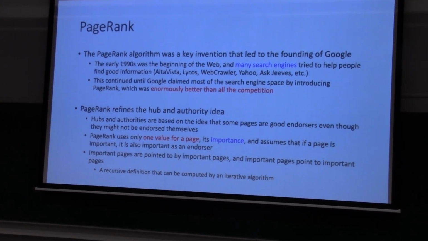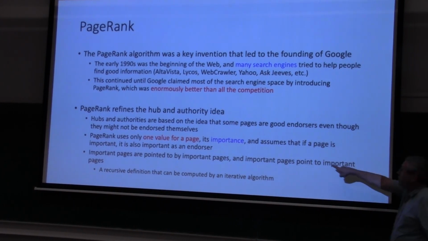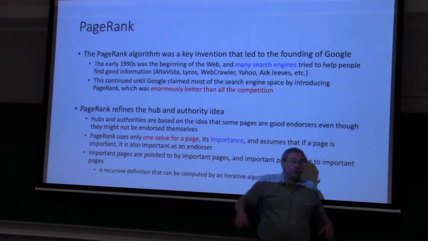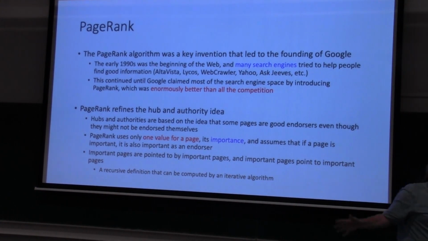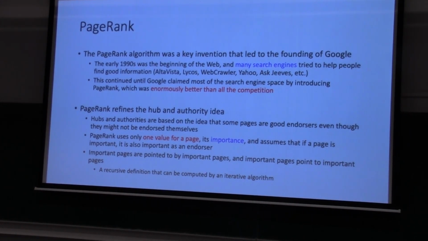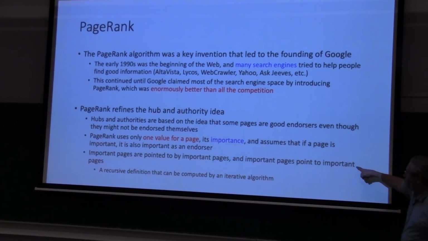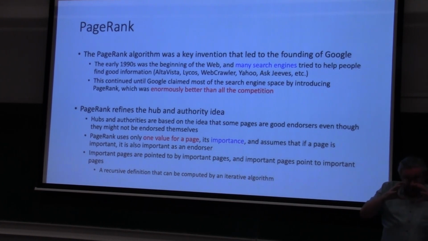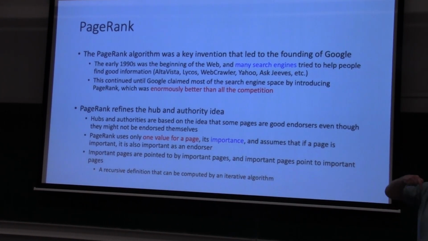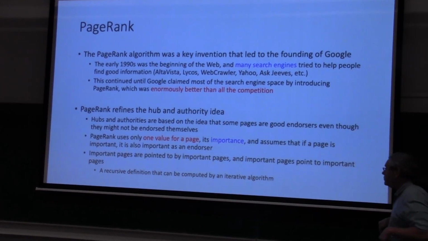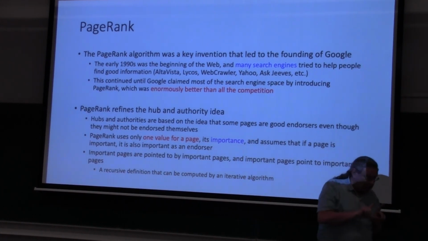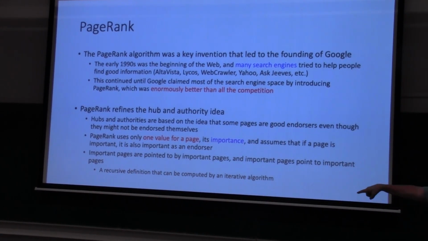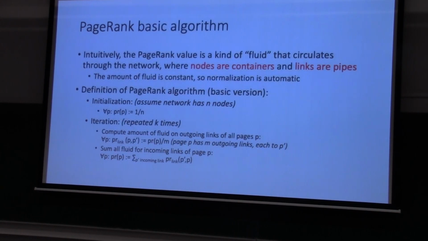Okay. So in PageRank, there's only one value for each web page. So it's a big directed graph on all the web pages. And each page has a value that is computed. And the intuition is a page that is important is pointed to by important pages, and an important page points to important pages. So that's recursive. That means there's a recursive iterative algorithm.